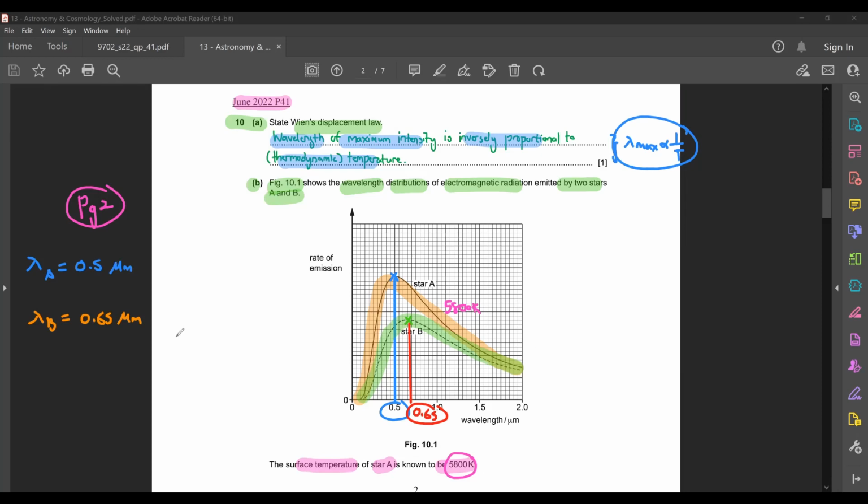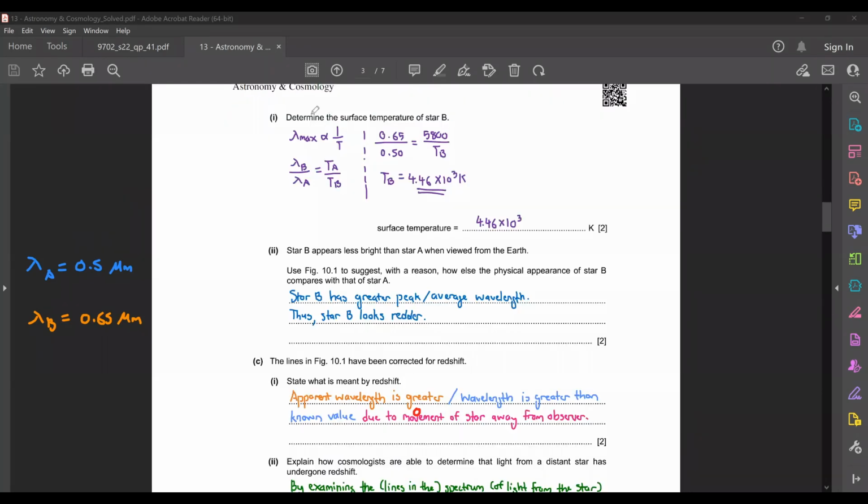Okay. Then moving on to the actual question itself, you're supposed to determine the surface temperature of star B. This is where Wien's displacement law that you just defined comes into play, where you stated that the wavelength at maximum intensity is inversely proportional to the thermodynamic temperature. You want to find out the surface temperature of star B. So you can work out some sort of ratio relationship here, where lambda B over lambda A is equal to TA over TB. Bearing in mind that this value of wavelengths here is the wavelength at maximum intensity.